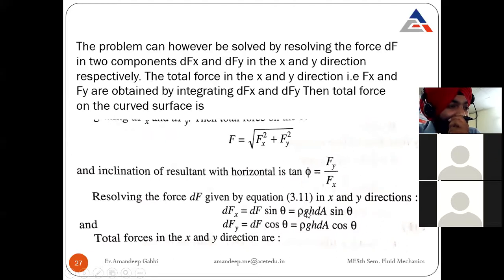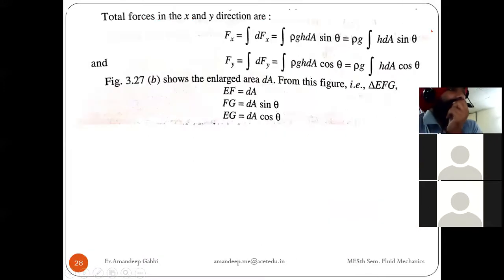Now we will add this. This is rho g h dA, and if you add sin theta and cos theta along with it, the total force is the integration of dFx, rho g h dA sin theta, and dFy, rho g h dA cos theta. Now EF is equal to dA sin theta, and FG is equal to dA cos theta.